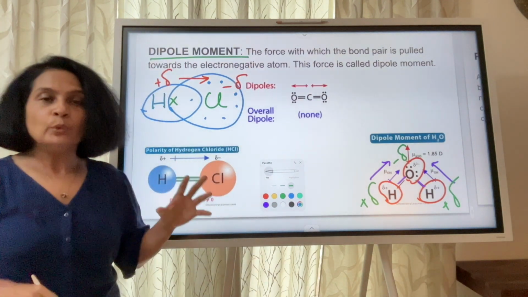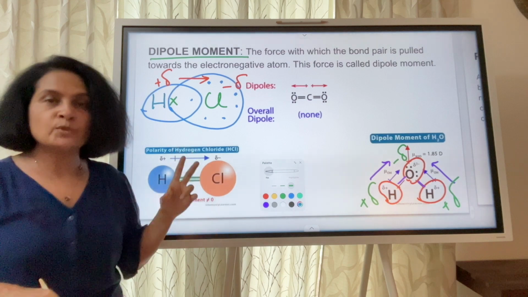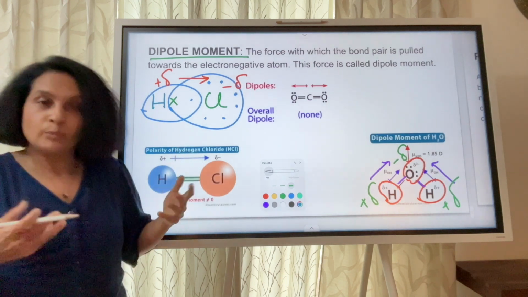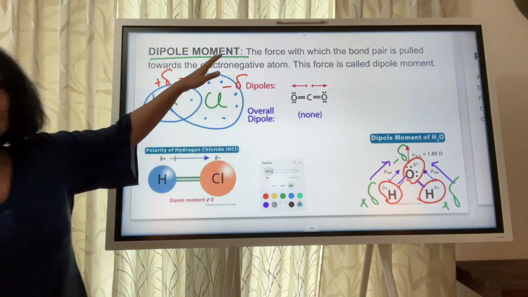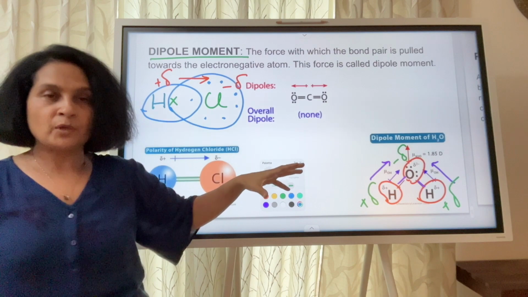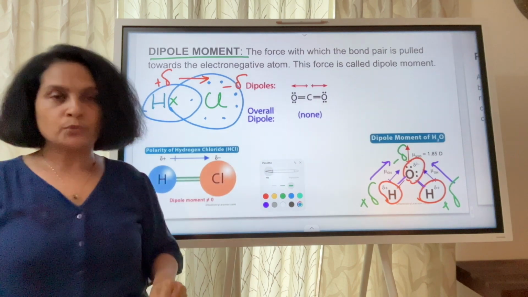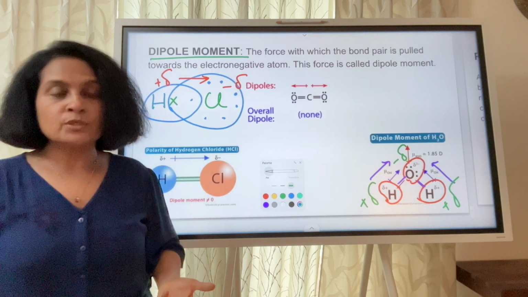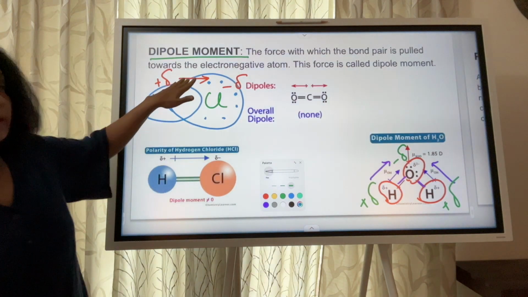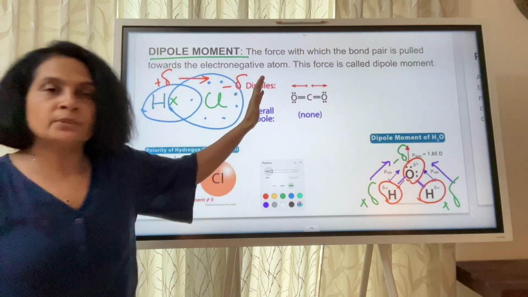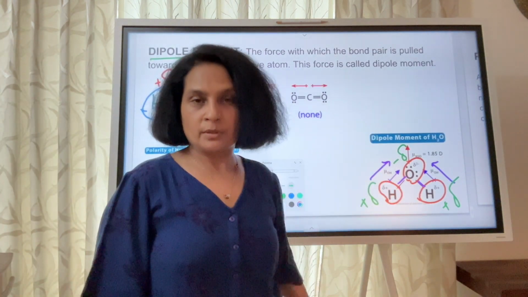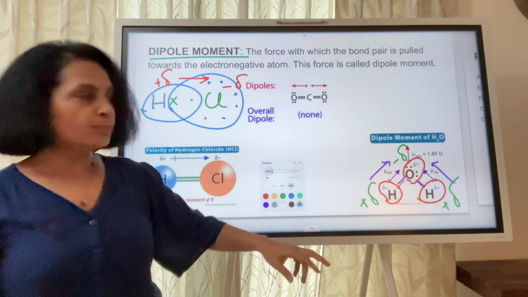So dipole moment is the force which is created within a covalent compound molecule, wherein the more electronegative atom is pulling on to this bonded pair of electrons with a greater force. So the one with a greater force is naturally the winner here. Okay, so the net dipole moment is more towards chlorine. The net dipole moment here is more towards oxygen, right? So that's the dipole moment.